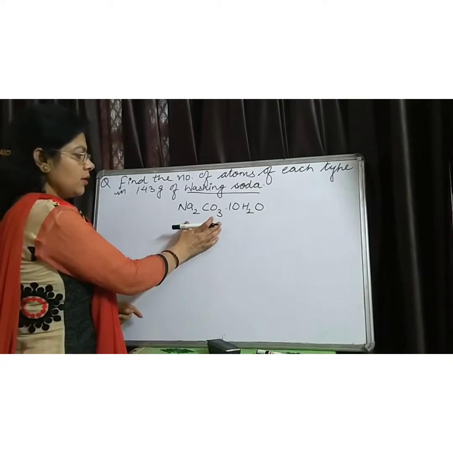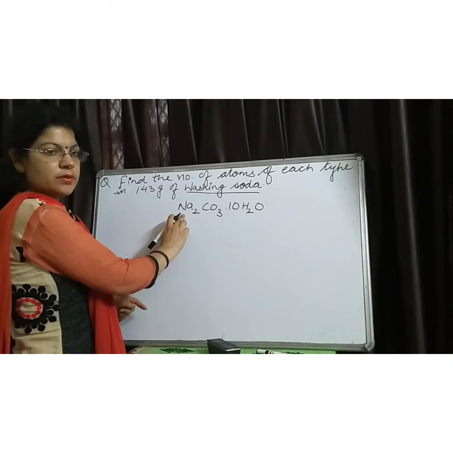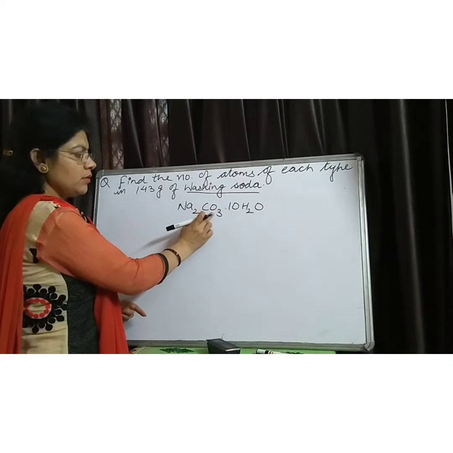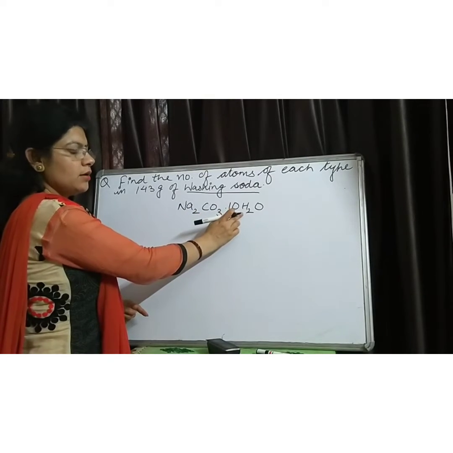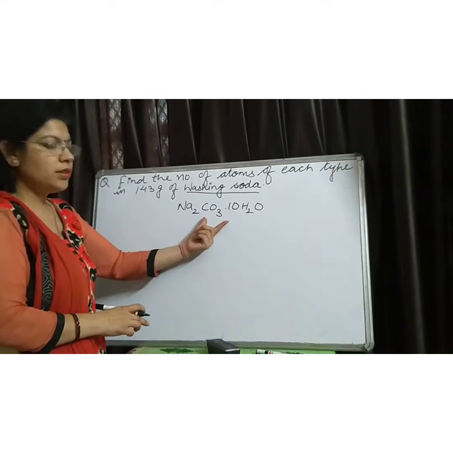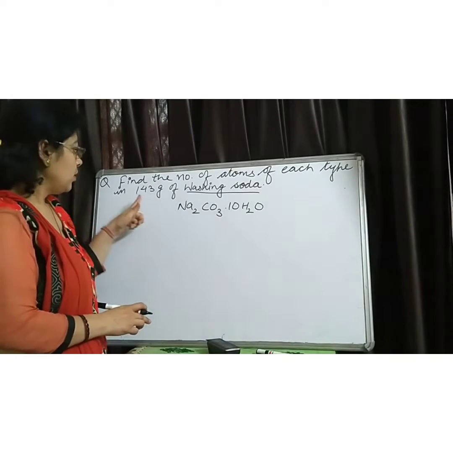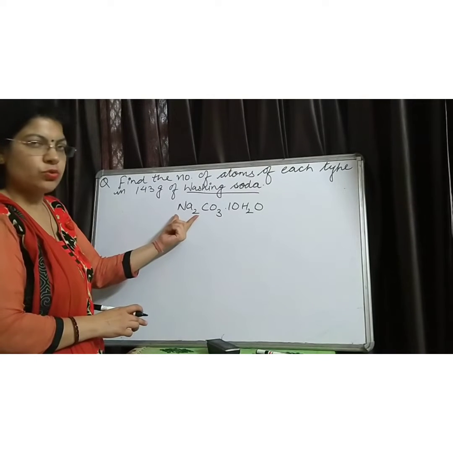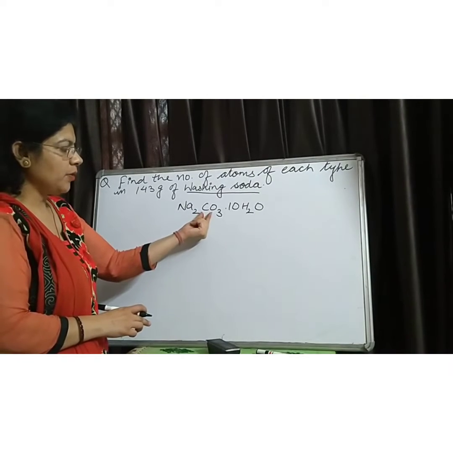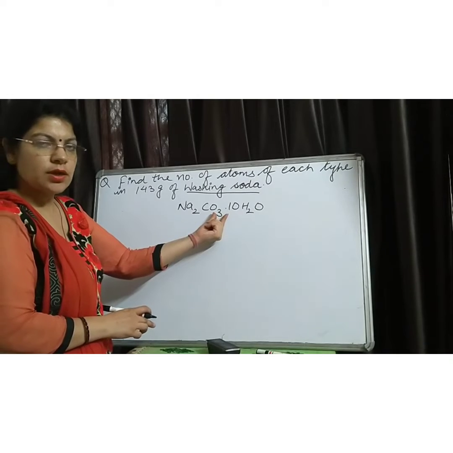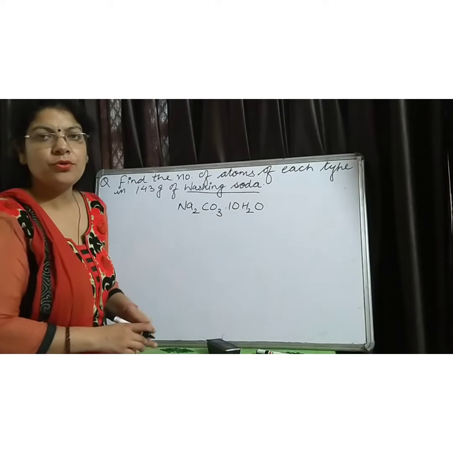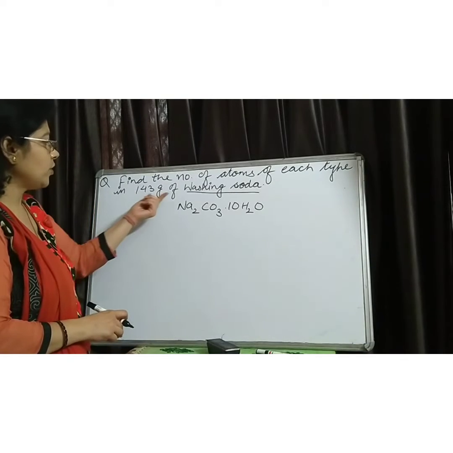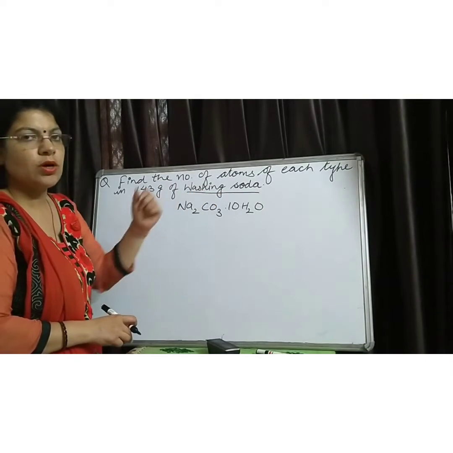In washing soda, different types of atoms are present, that are sodium, carbon, oxygen and hydrogen. In this compound, in 143 gram we have to find how many sodium atoms, how many carbon atoms, how many oxygen atoms and how many hydrogen atoms are combined to form 143 gram of washing soda.